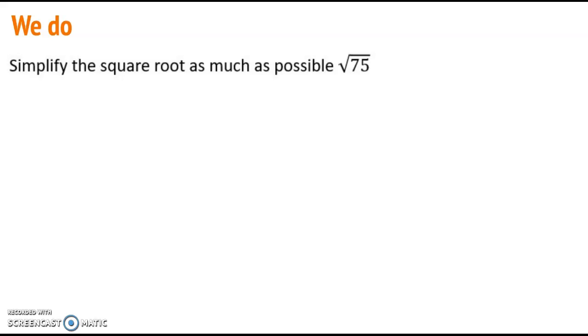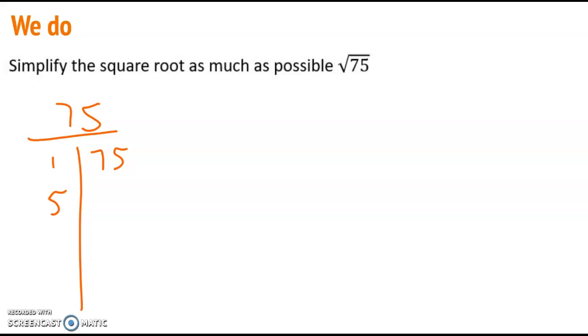I'll show you one more, and this is usually a we do, and it wants me to simplify the square root of 75. Well, 75 is not a perfect square already, so I need to factor out 75. Two things that will multiply to give me 75. I know 1 times 75 will give me 75. I know 5 times 15 will give me 75. And then I know 3 times 25 will give me 75.